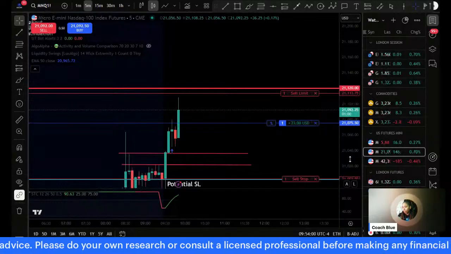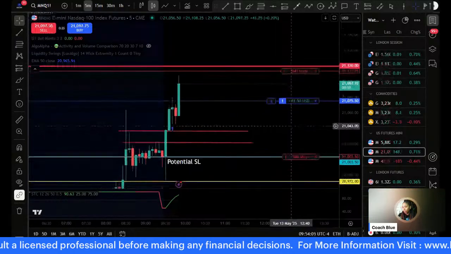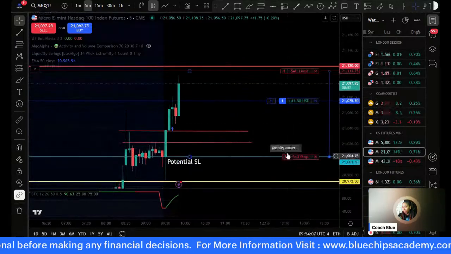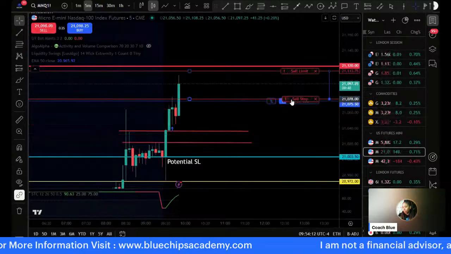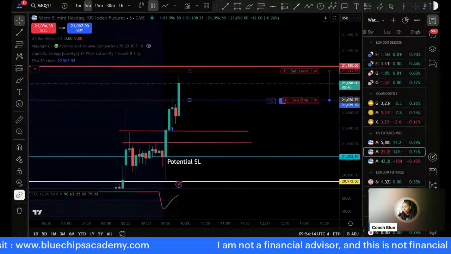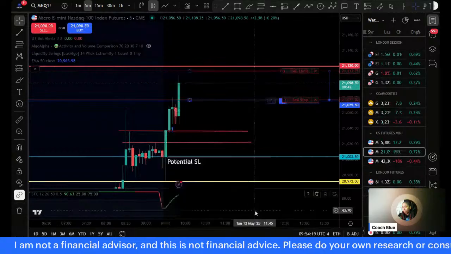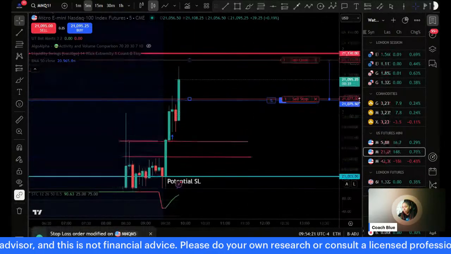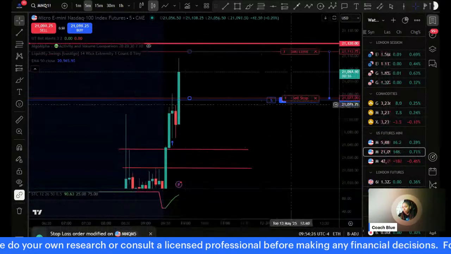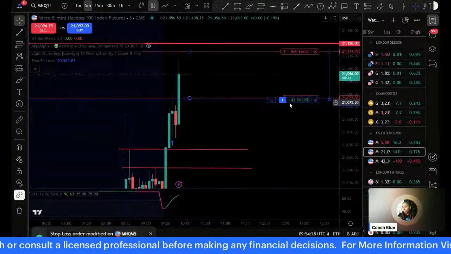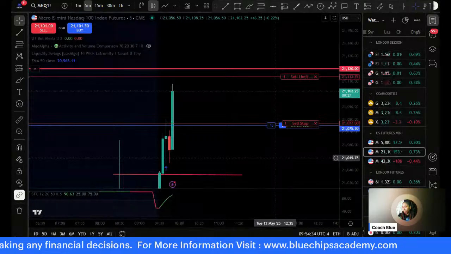Okay, guys, so I'm going to break even now. That means I'm moving my stop loss above my entry line. When you break even, you put yourself in a no loss trade, right? So even if price comes against you, you don't lose anything. So I am at a break even trade, guys.